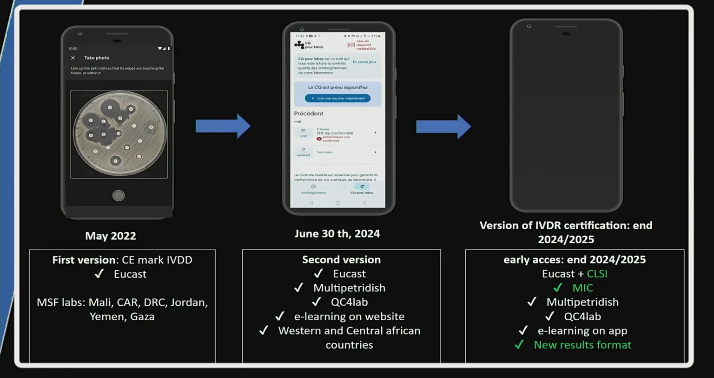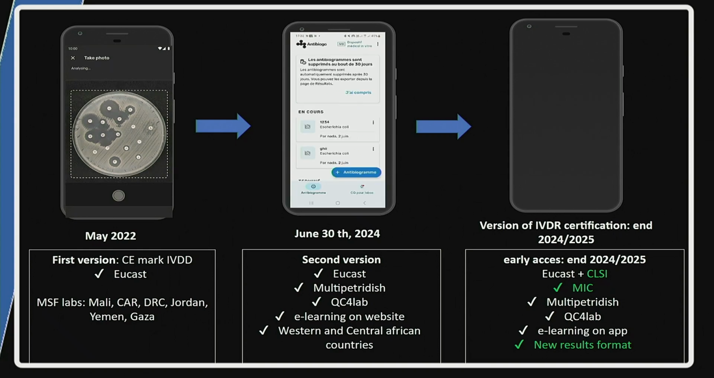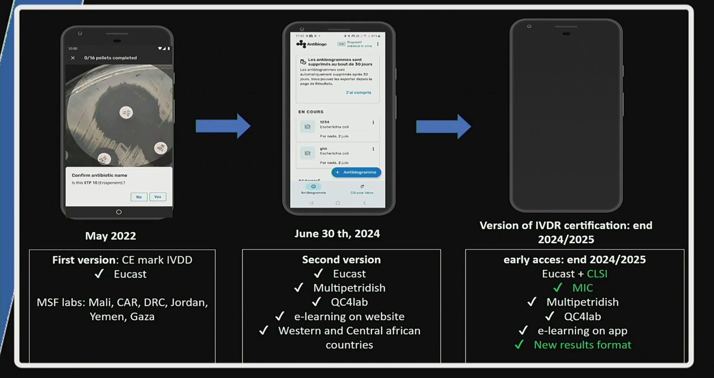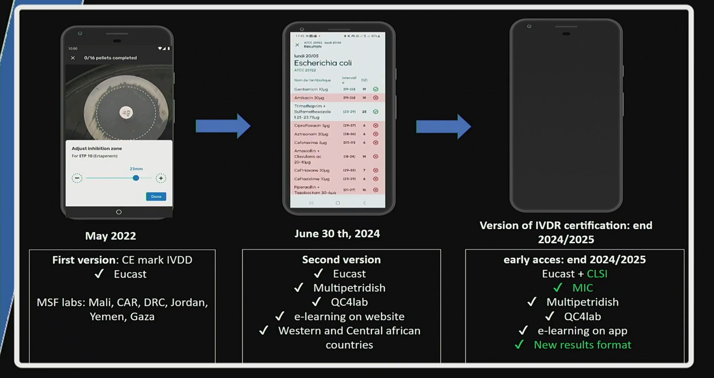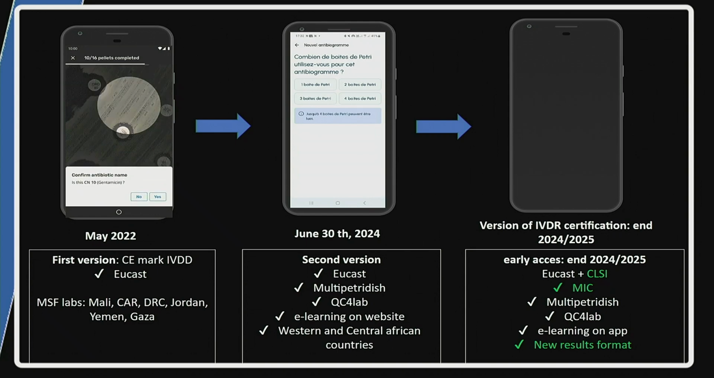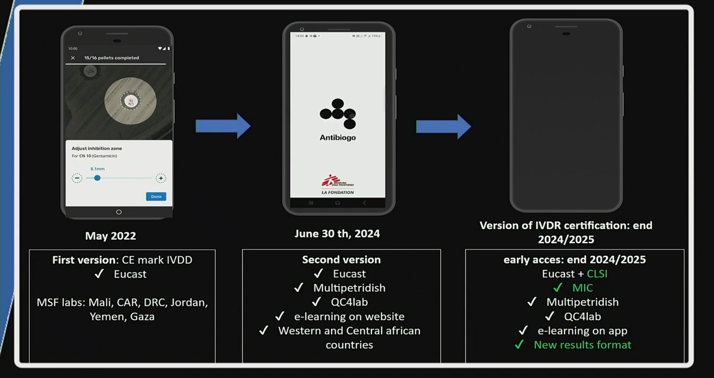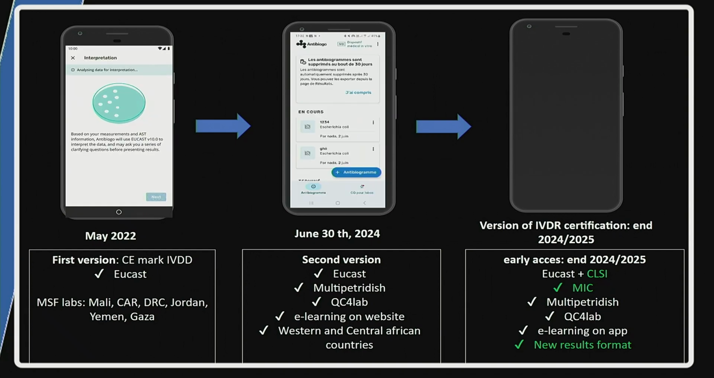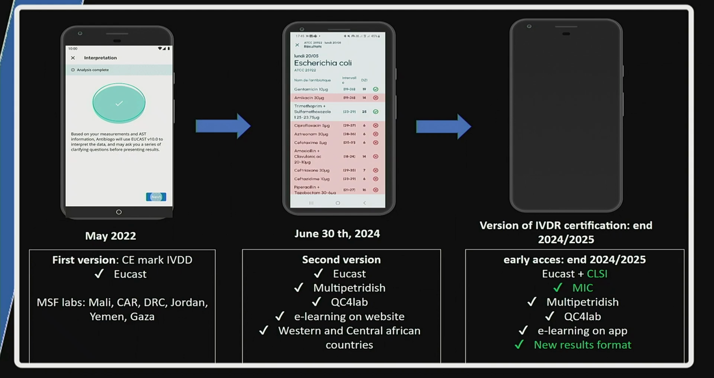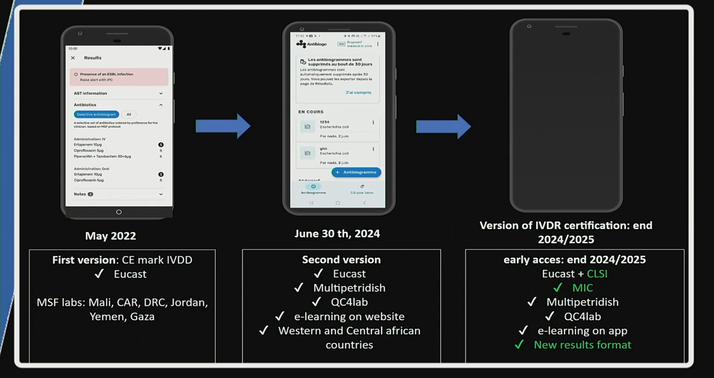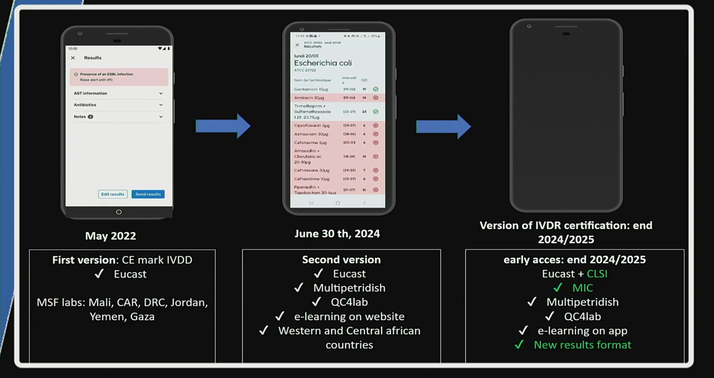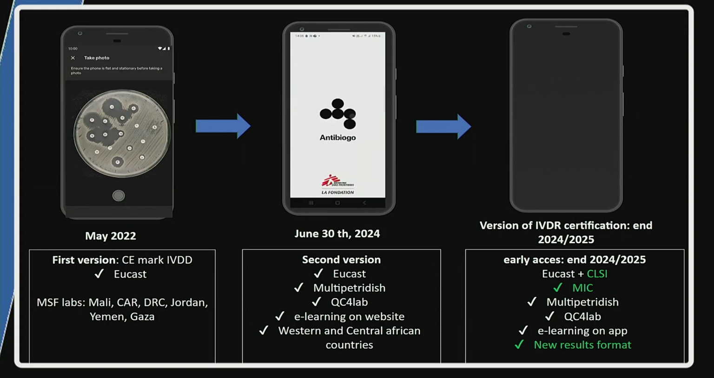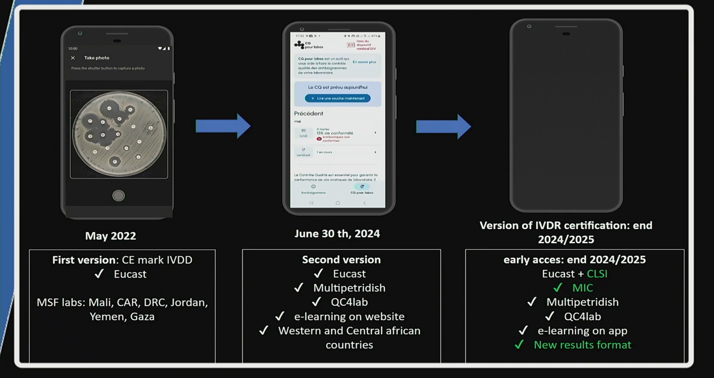In terms of version, the version that will be launched on the website by June 30 includes UCAST, the ability to read multiple plates at the same time, QC for labs, so the demo that I did, and e-learning on the website, and I will show you what are the different modules that we imagine. And it might answer one of the questions: is the machine replacing the human at some point? And it's going to be in priority provided for Western and Central African countries, as I said. The version that will come later will include CLSI, MIC, and other adjustments if you share with us your feedback.